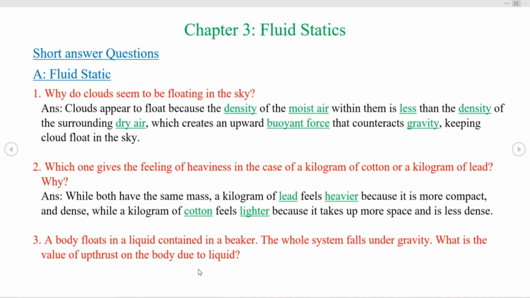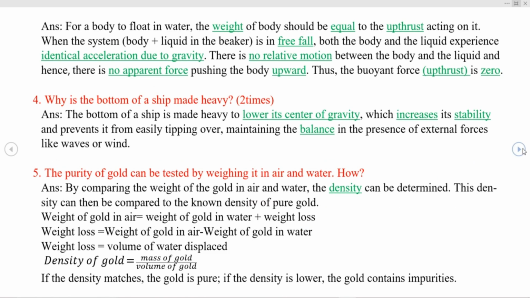Next question. A body floats in a liquid contained in a beaker. The whole system falls under gravity. What is the value of upthrust on the body due to the liquid? For a body to float in water, the weight of the body should be equal to the upthrust acting on it. So when the system, body plus liquid in the beaker, is in free fall, both the body and the liquid experience identical acceleration due to gravity. There is no relative motion between the body and the liquid, and hence there is no apparent force pushing the body upward. Thus the buoyant force or upthrust is zero.